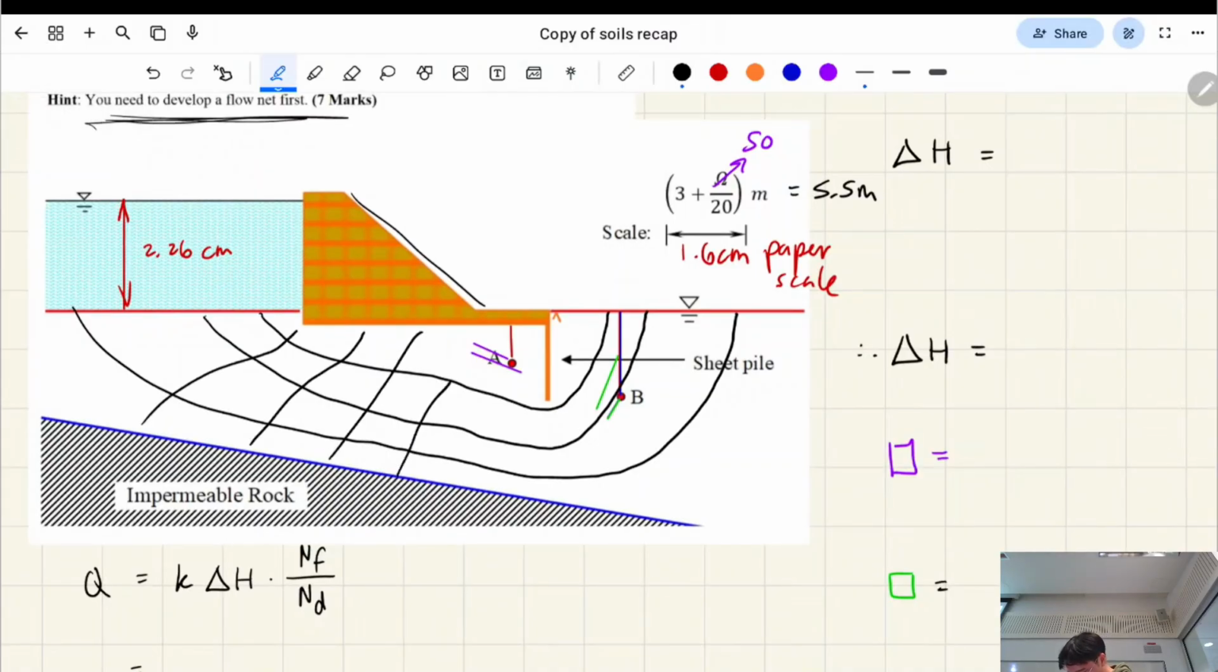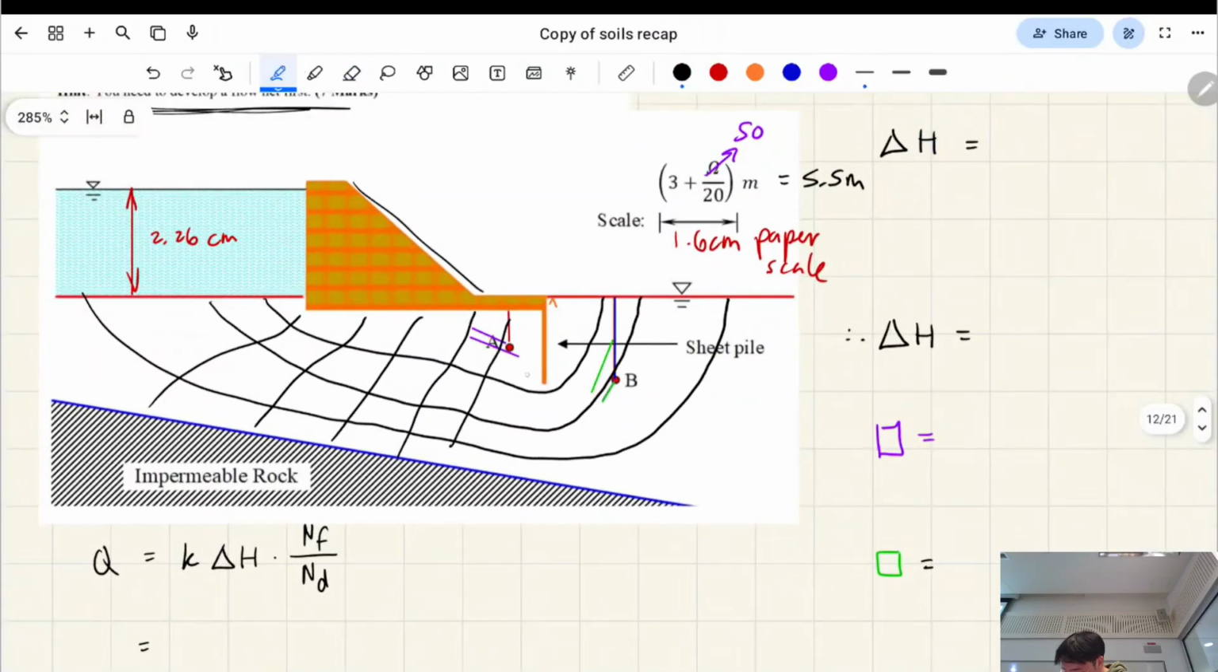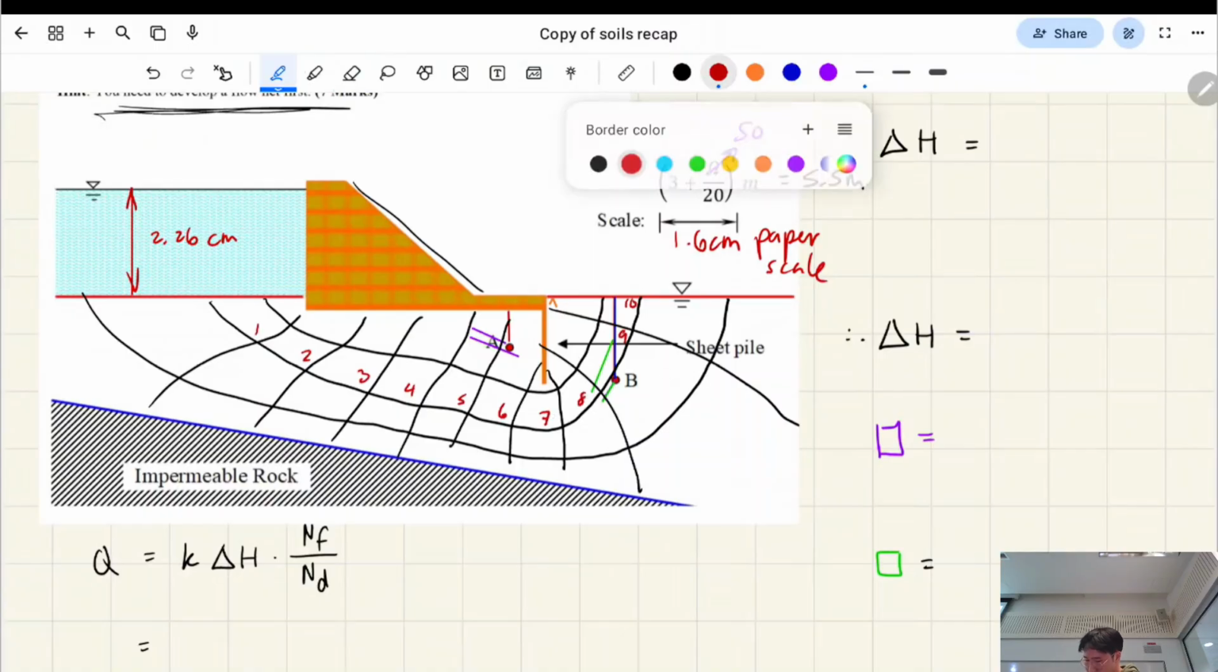Draw some lines. How many did I draw? Okay. 1, 2, 3, 4, 5, 6, 8, 9, 10. Yes. Okay, cool.